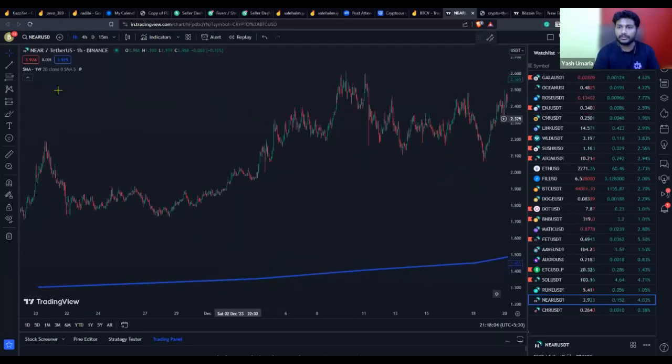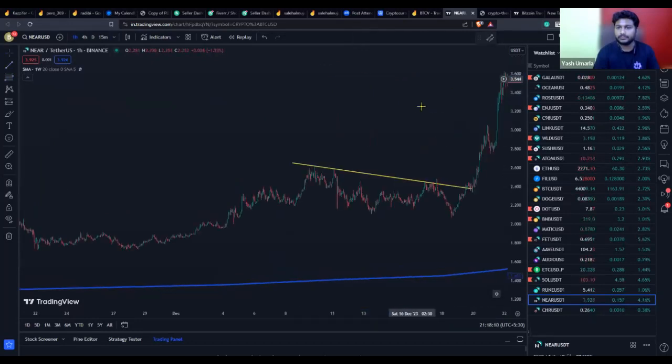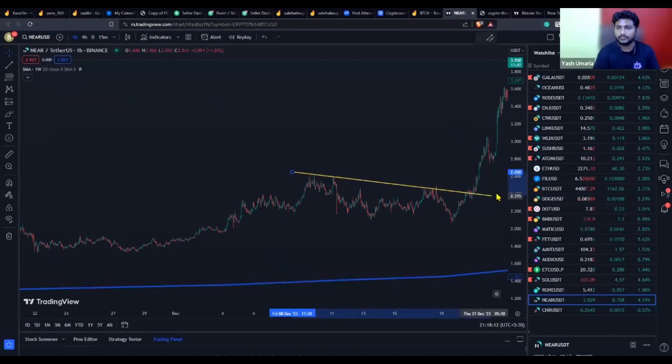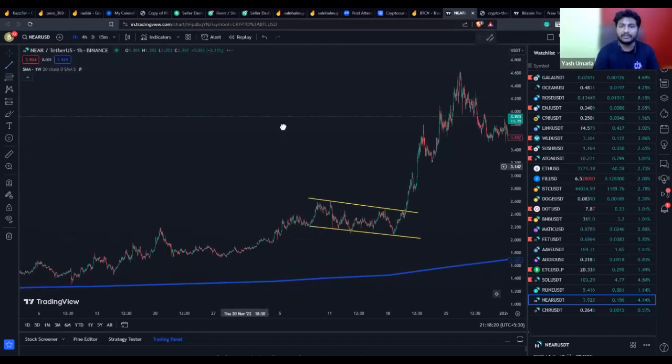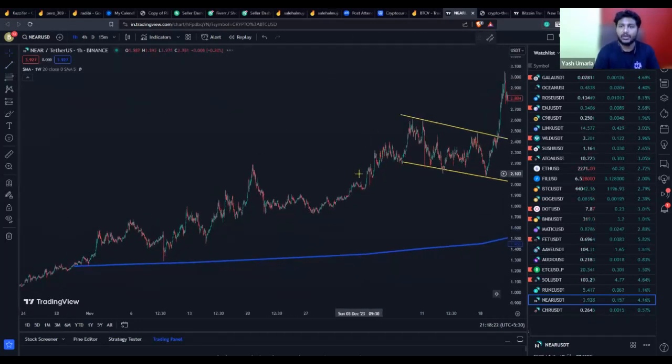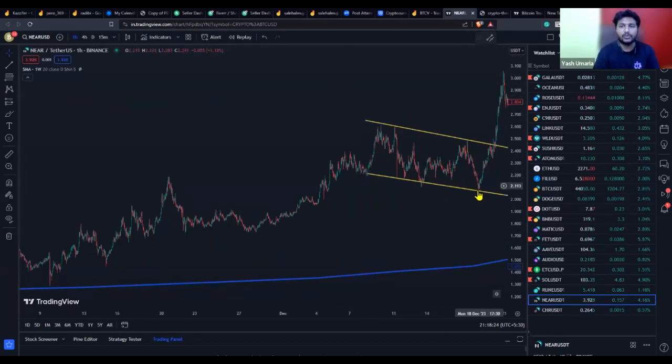See this particular one. Okay, this particular thing right here and this particular thing. Okay, this is a channel, right? A downward channel, correct? On a downward channel, generally you look for a short position. I told you, in a downward channel, generally you look for a short position.